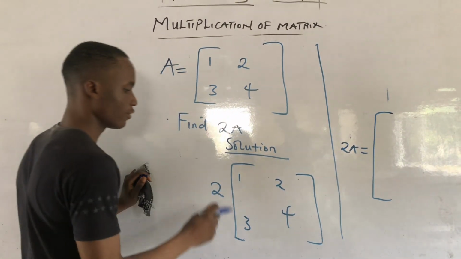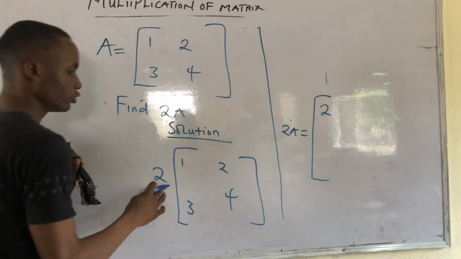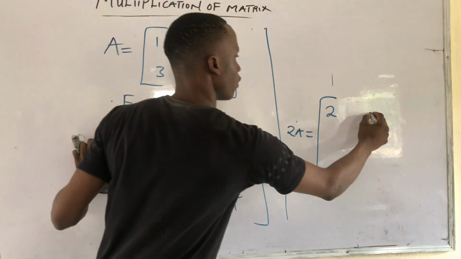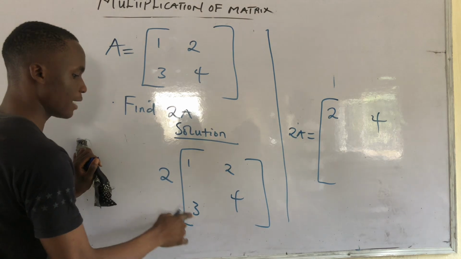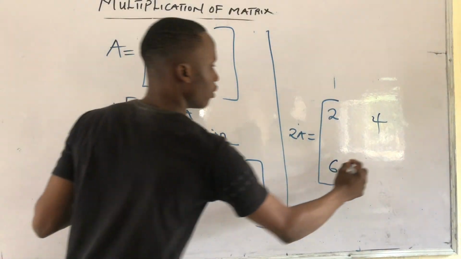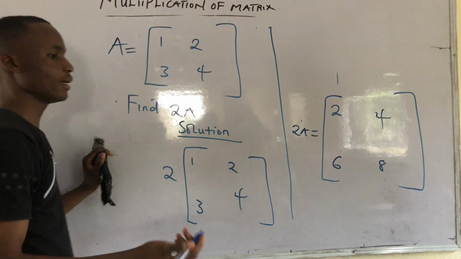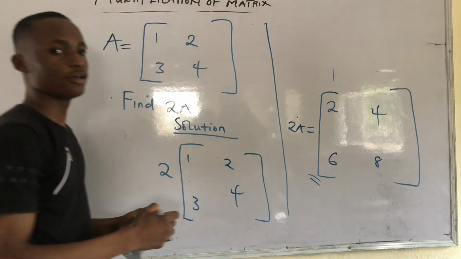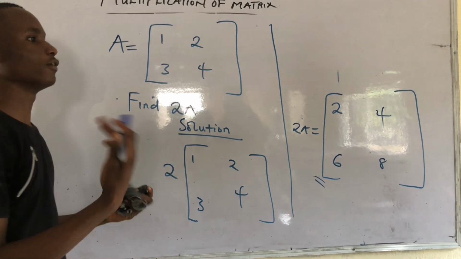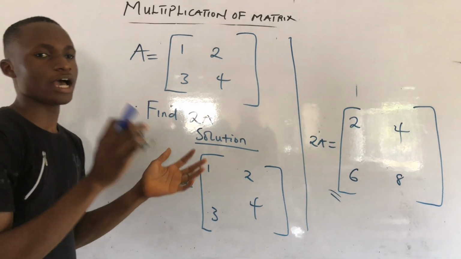so let's go, we have 2 times 1, we have 2. 2 times 2, we have 4. 2 times 3, we have 6. And 2 times 4, we have 8. And that way, we get the matrix of 2A, and that becomes your answer. You may be required to do this over and over again with some other numbers, okay? You just follow the steps and you do it.